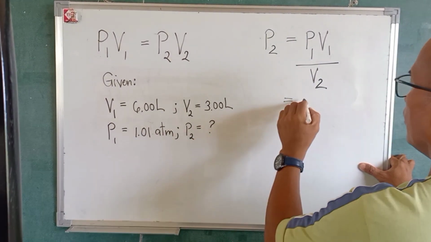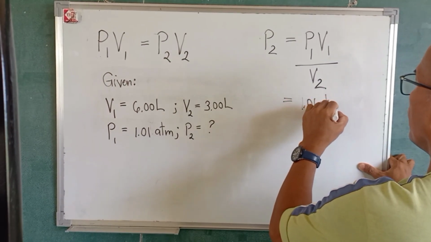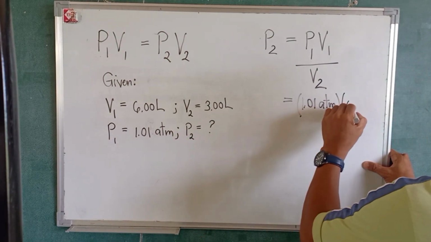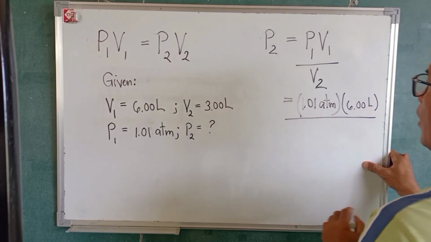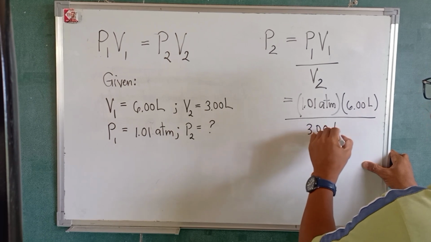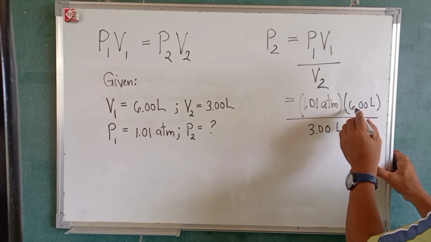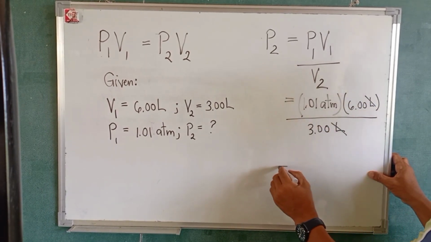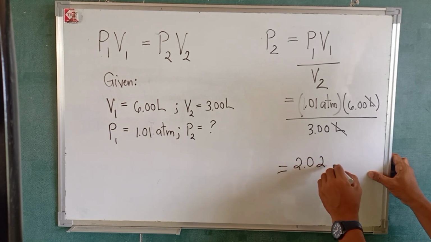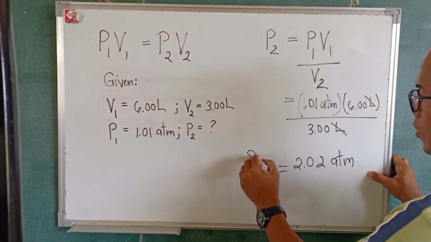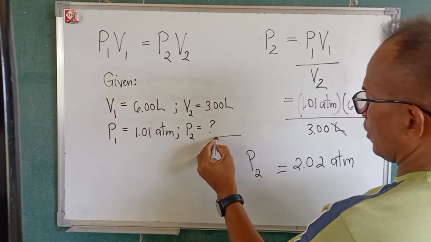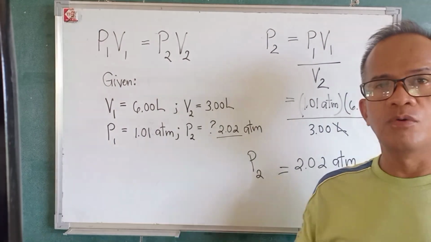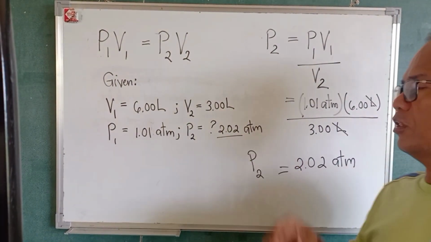For P1, we have 1.01 atm. For V1, we have 6.00 liters, divided by V2, which is 3.00 liters. You multiply 1.01 atm by 6.00 liters divided by 3.00 liters, eliminate liters, and we will have 2.02 atm. So this is now the value of our pressure 2, 2.02 atm. This is how we get the pressure 2, which is 2.02 atm.